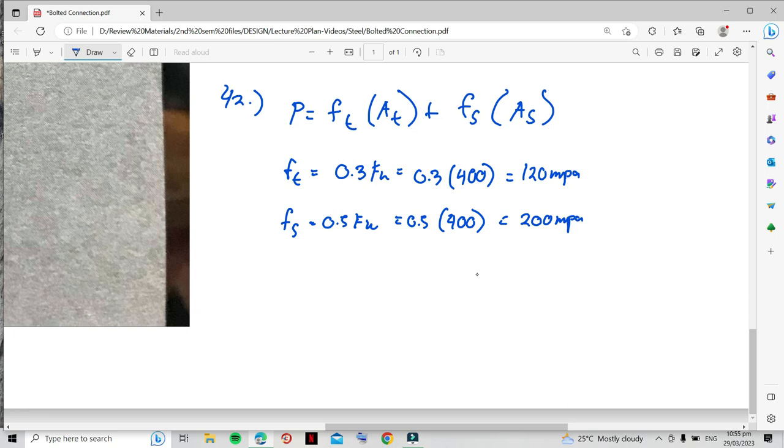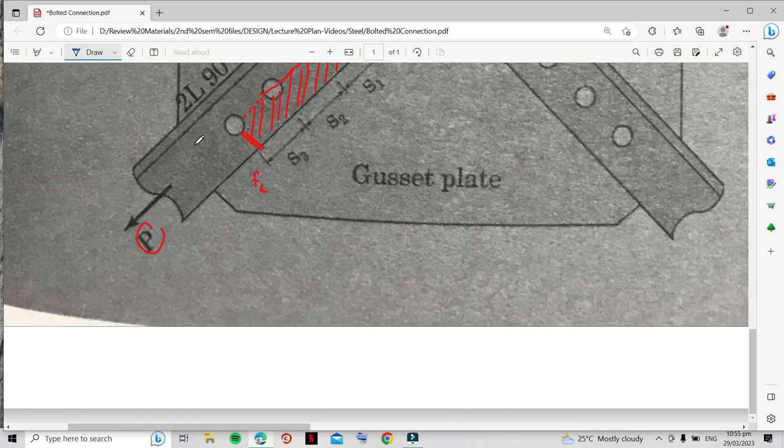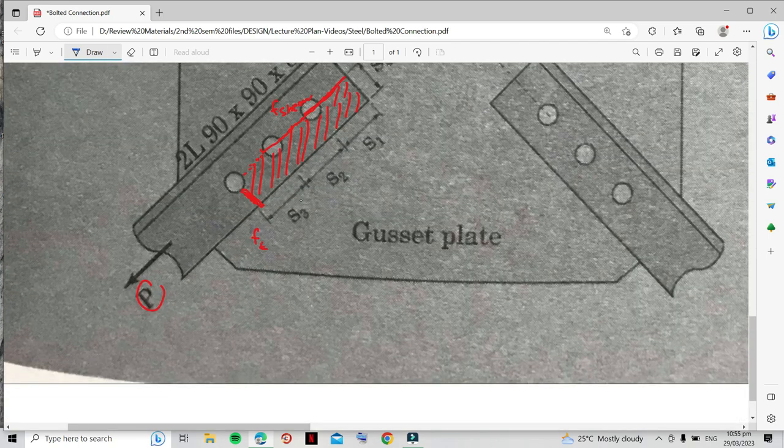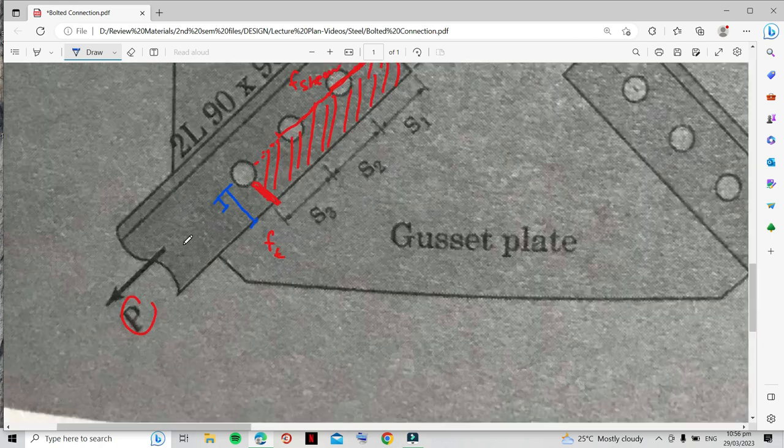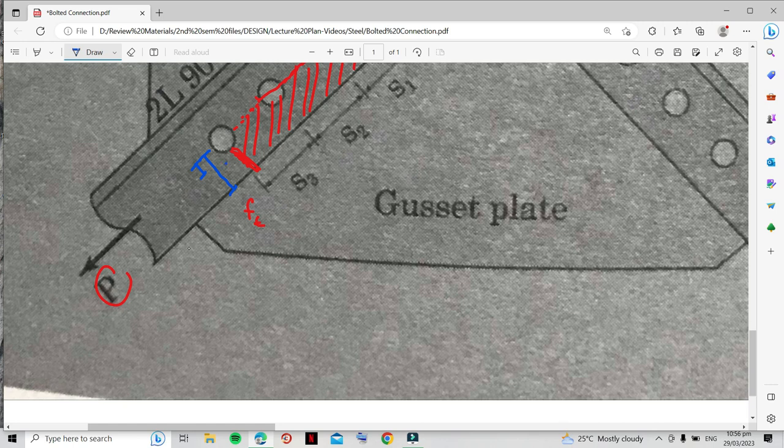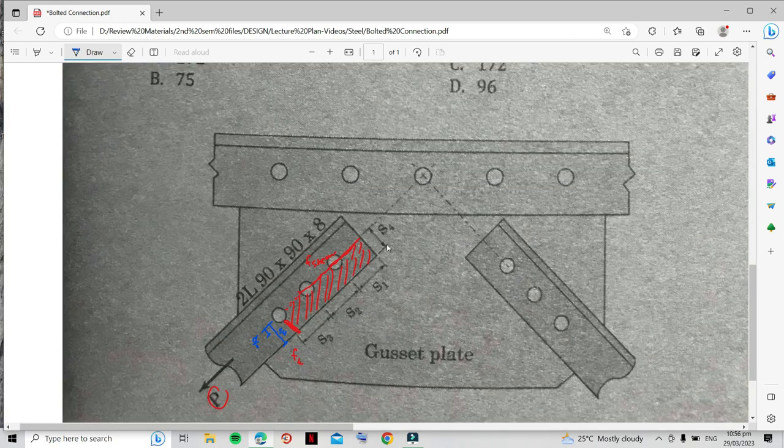So area in tension is just equal to the length net multiplied by thickness. So the length net here is, so what will be sheared is just this portion, minus the bolt diameter, 1/2 of the bolt. So this is S4, and then this is diameter over 2. Okay, so that's your length net. So S4 is 40 mm.